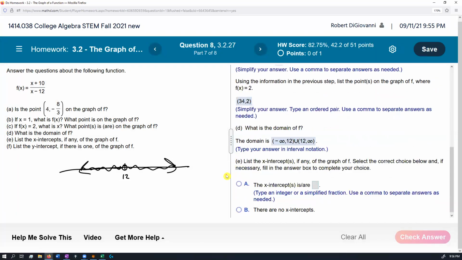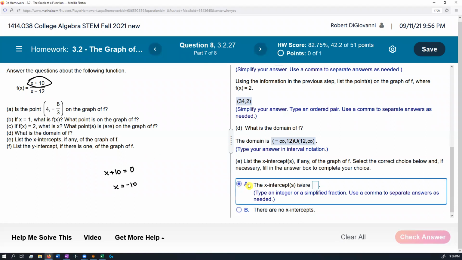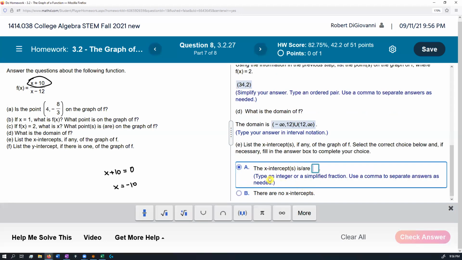Okay, list the x-intercepts of the graph. So to find the x-intercepts, all we have to do is figure out where the numerator is 0. So just put x plus 10 equals 0. Well, you probably just solved that. x is negative 10. So the only x-intercept we have is negative 10.